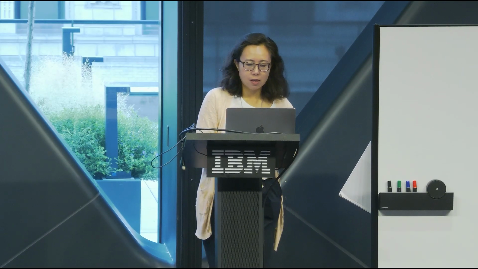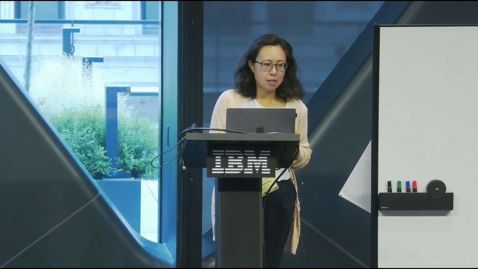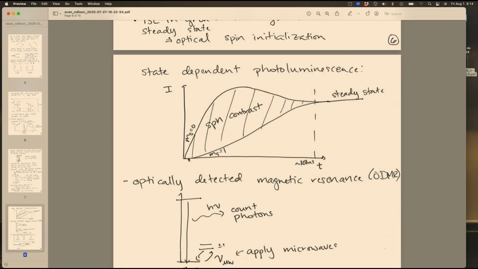So what does that actually look like? If I turn on my green light after my spin sequence, and then count how many photons per second I get as a function of time, then if I'm in ms=0, it takes a while to build up excited state population, and then I come down to some steady state. But if I'm in ms=1, because I have this intersystem crossing, I have a much darker center. But then eventually, remember that it returns back to ms=0, so it should approach the same steady state. So given enough optical cycles, it will go back to the same steady state that ms=0 achieves.